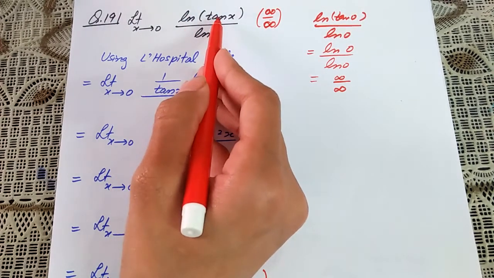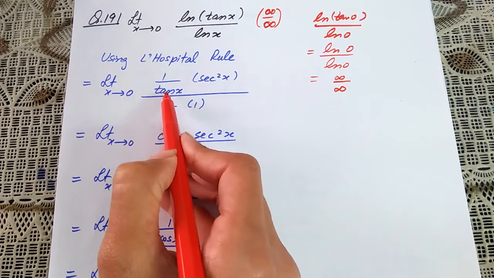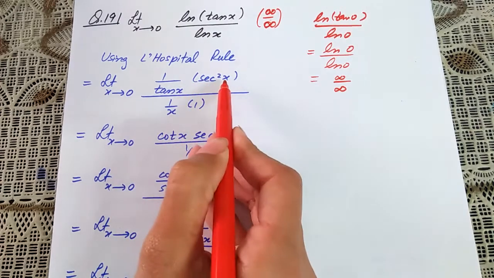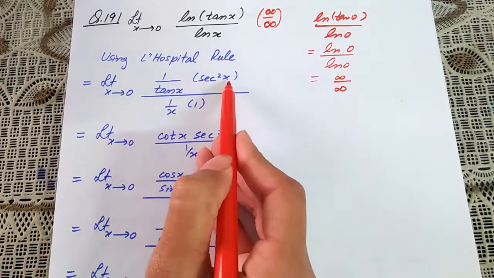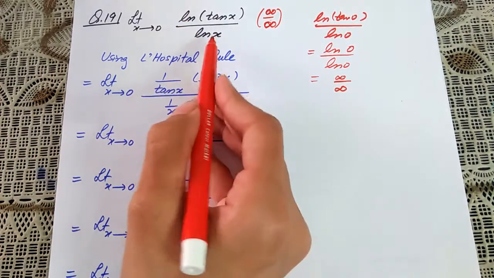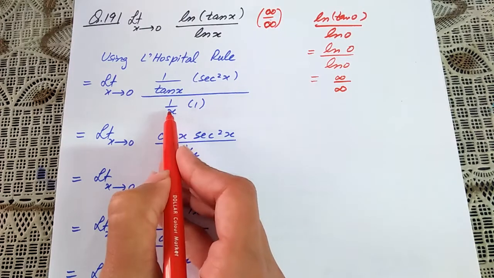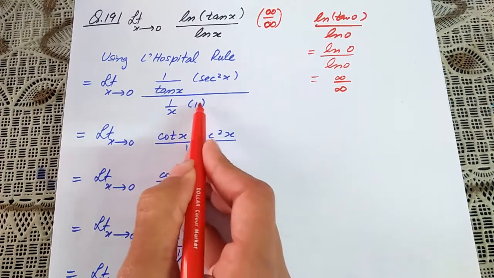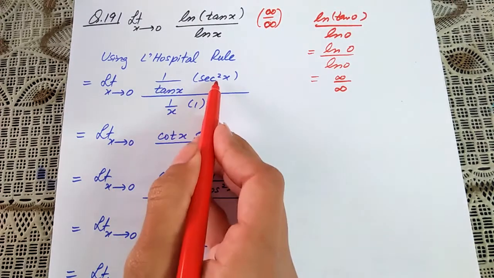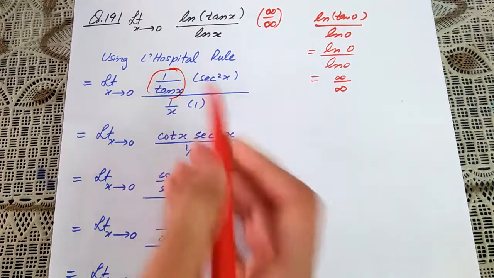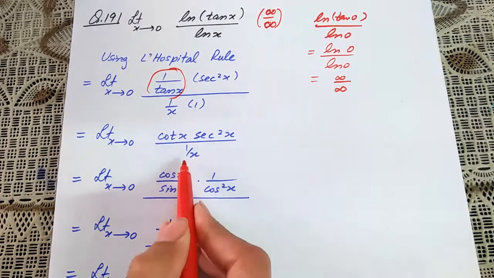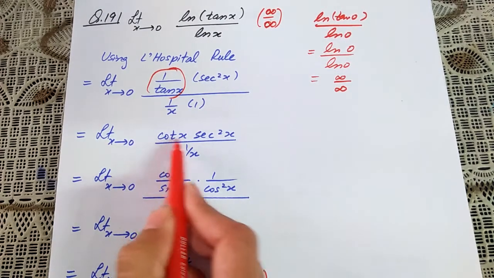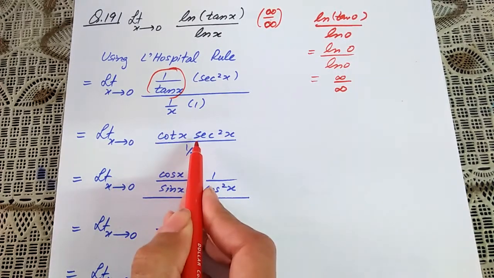The derivative of the ln function is always 1 over that function, times the derivative of that function. So 1 over tan x, and the derivative of tan x is secant square of x. Now the derivative of the denominator is 1 over x. Rearrange the terms: 1 over tan x can be written as cot x, secant square stays as it is, and 1 over x as it is. Now open these terms and simplify more.